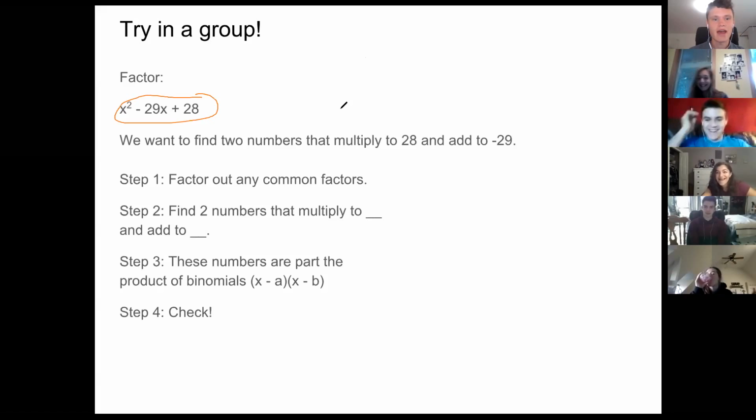Okay, so we have 3 groups here, and I'll just ask you folks to work on this question. So you may have to write it down so that you've got it when you get into your breakout groups.